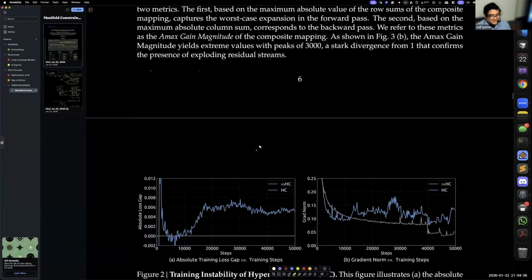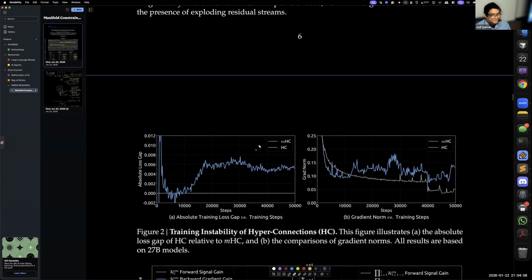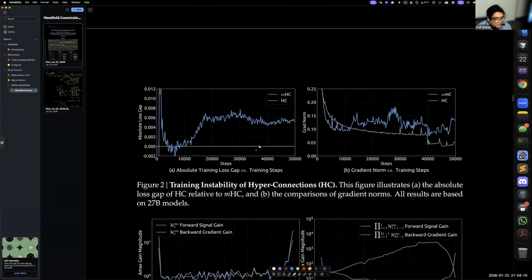The significance of this is, look at this. This is the result. Look at this, compared to the loss gap, how much different it is if you don't do this, if you just do hyperconnections. Your loss in the prior version gives you significantly higher loss compared to the baseline, compared to the best method, their mHC method.